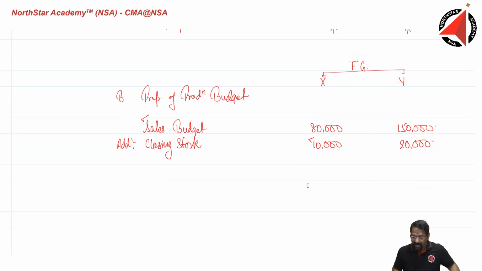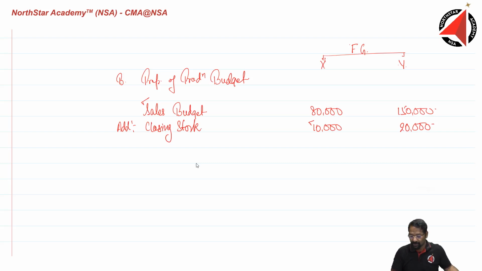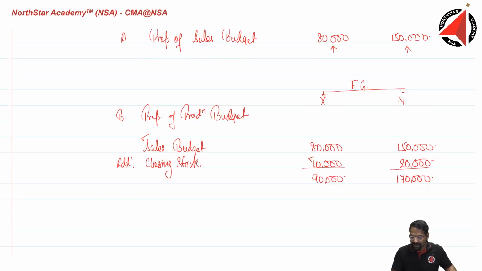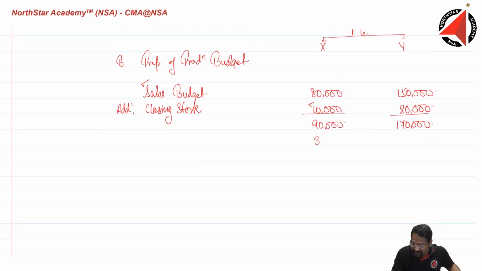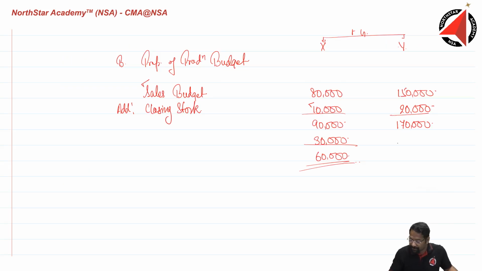Agreed. Fine. Now, at the beginning of the year, we had 30,000. We already have 30,000. Then how much should we produce? We should produce 60,000. Agreed? We already have 30. Then how much should we produce? 60. Here we already have 50,000 with us. Then how much should we produce? We should produce 120,000.